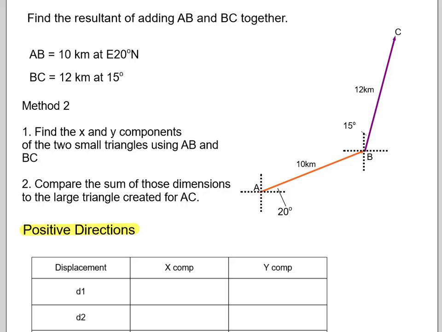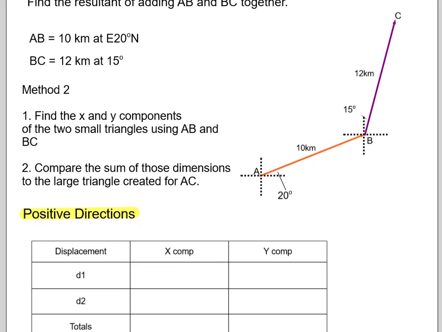So let's get started. I find a certain setup makes this a much easier problem. So we're going to take AB, which is 10 kilometers at east 20 north. That's this bottom triangle, and I'm just going to draw it and then drag it out of there. That's the triangle I'm looking at. So I'm going to drag that out. This is 20 degrees. This is 90. This is 10 kilometers. This is x.